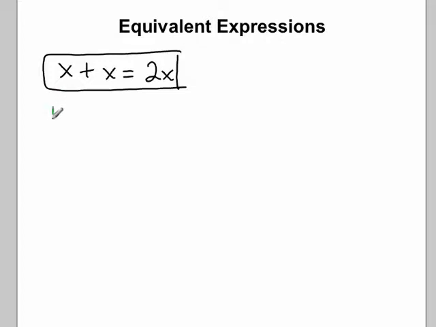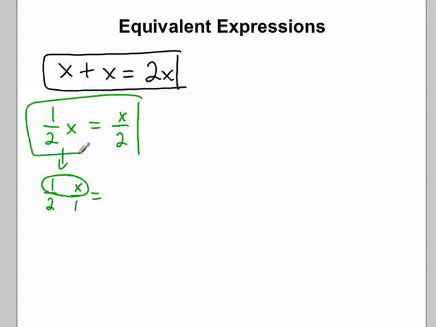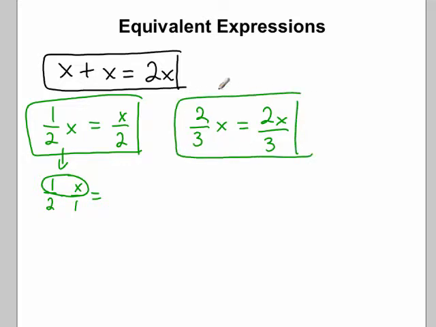Here's another example. If I had 1/2 times x, because I can think of 1/2 times x as 1/2 times x over 1, and then multiply the numerators and denominators, x divided by 2 is identical to 1/2 x. Similarly, if I had 2/3 times x, the x can be thought of as x over 1, and so it's 2 times x, 2x, over 3 times 1, 3. These two expressions are equivalent.